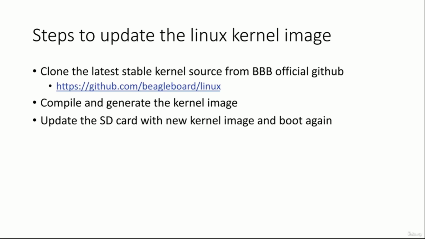First of all, you have to clone the latest stable kernel source from the BeagleBone's official GitHub repository. Then you have to compile and generate the kernel image, and then update the SD card with the new kernel image, and boot again. I will cover these steps step by step.